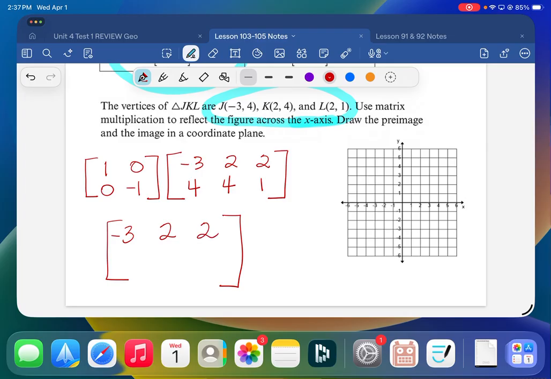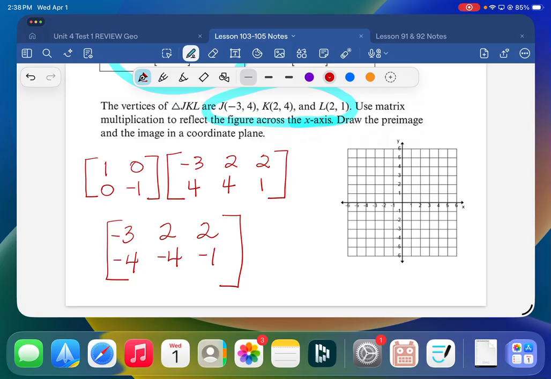Back at you, Logan. Second row, first column, please. I did 0 times negative 3, so it'd be 0. And then negative 1 times 4, so it'd just be negative 4. Thomas? Second row, second column. I did 0 times 2, and I did negative 1 times 4, so I got negative 4. And then Harper, last one. Second row, third column. 0 times 2 and negative 1 times 1, which is negative 1.